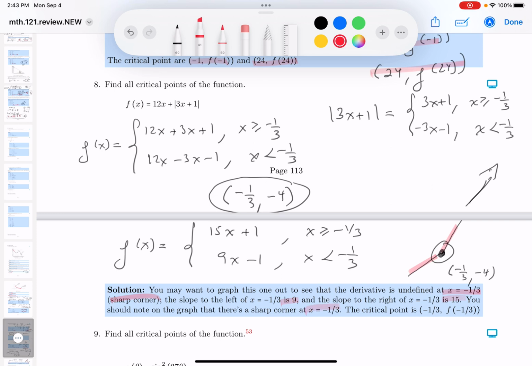I'll keep saying that. Critical point is over here. I did evaluate it, and that's the critical point over here. You don't have to evaluate it. You could write down minus 1/3 and then f of minus 1/3 if you prefer.